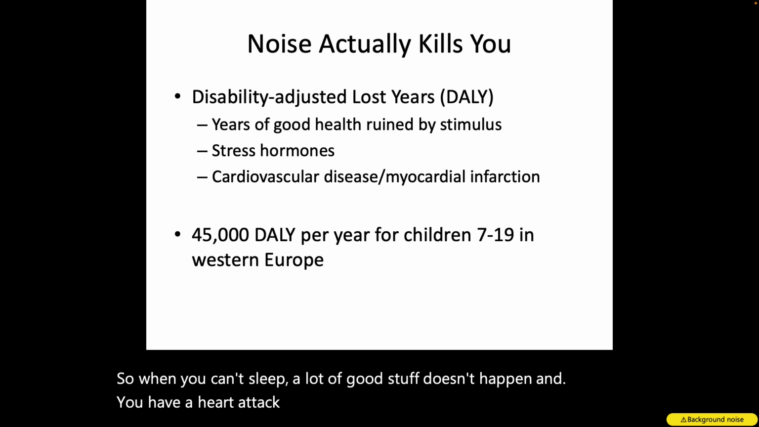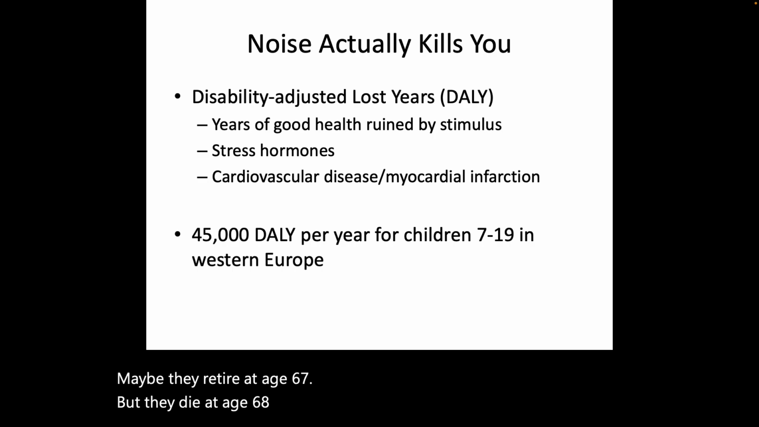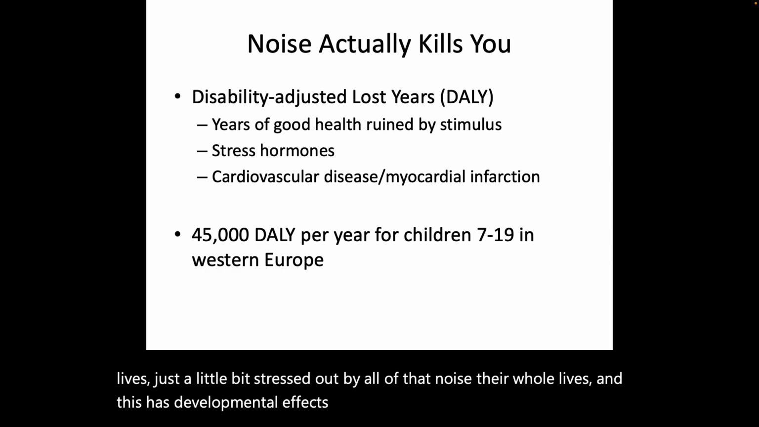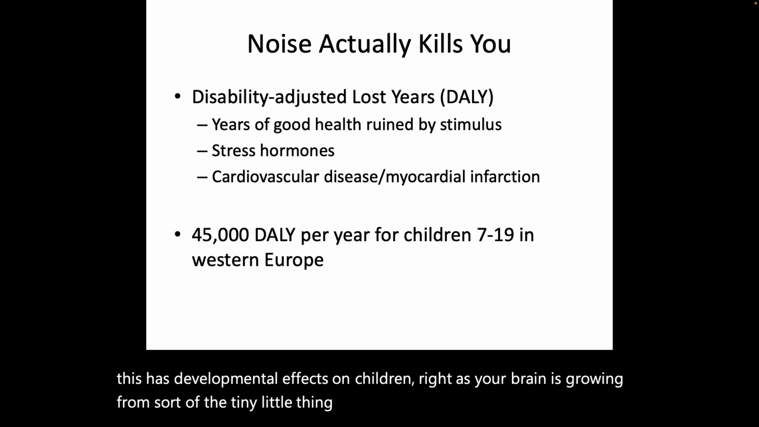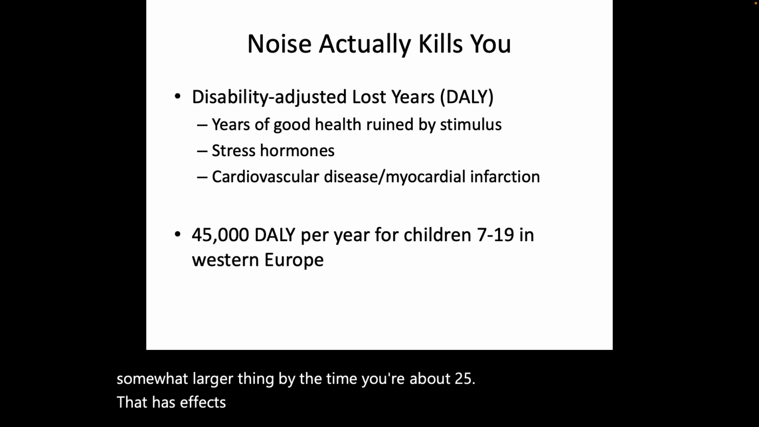So somebody who lives next to an industrial park, maybe they retire at age 67, but they die at age 68 because they've been just a little bit sick their whole lives, just a little bit stressed out by all of that noise their whole lives. And this has developmental effects on children, right? As your brain is growing from the tiny little thing it was when you were born up to the somewhat larger thing by the time you're about 25, that has effects that we can measure across entire populations.